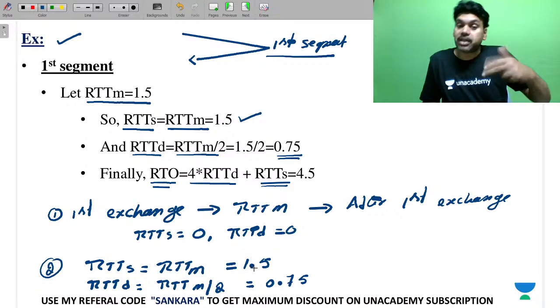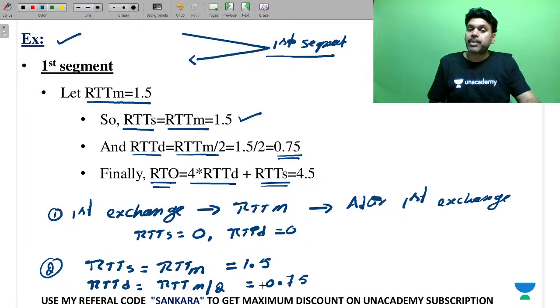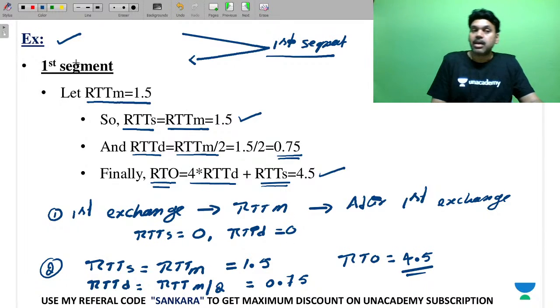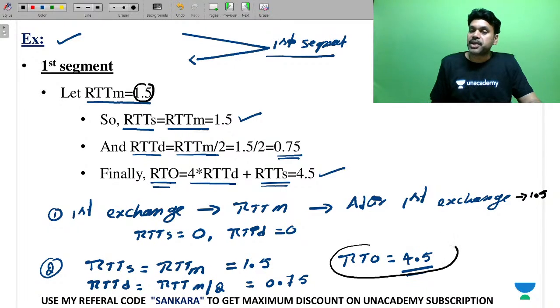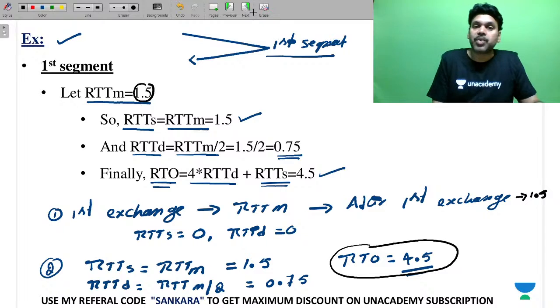Okay, and third, what is going to happen? Your retransmission timeout value, your RTO value, according to this equation, is 4.5. Please understand, the first segment got acknowledged in how much time? 1.5. The first exchange got acknowledged in 1.5, and for the second segment, because of internal delay, we are guessing that your RTO value is going to be this much.